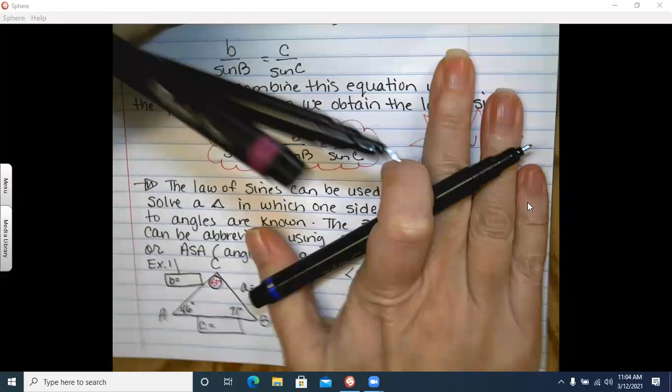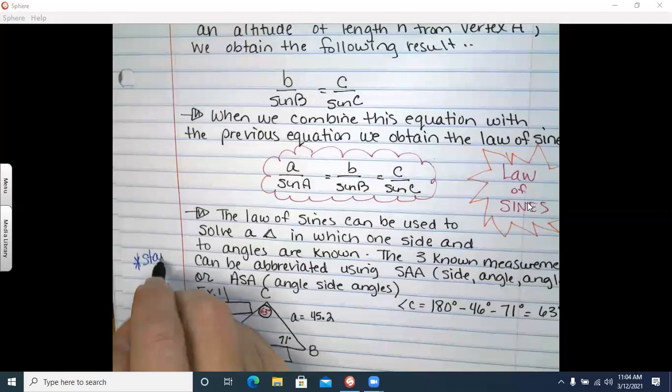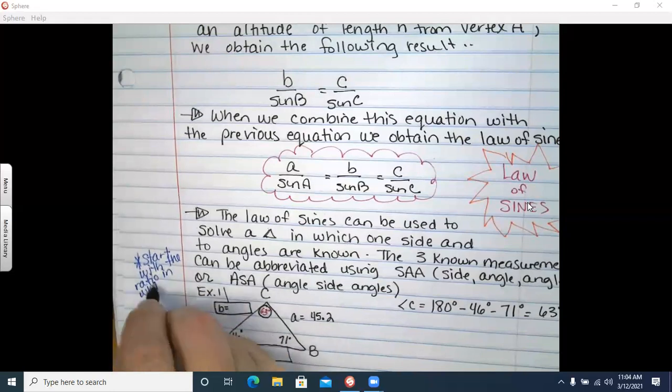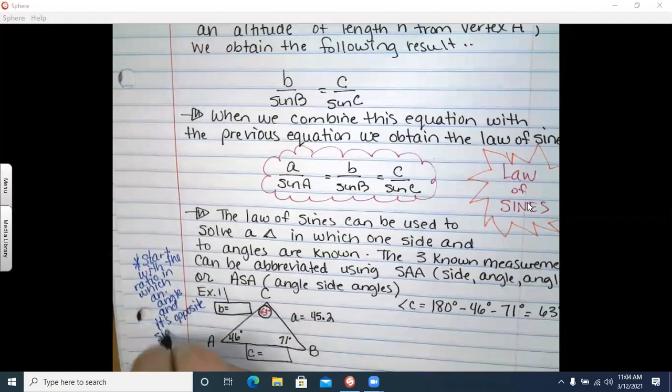Start with the ratio in which an angle and its opposite side are known.